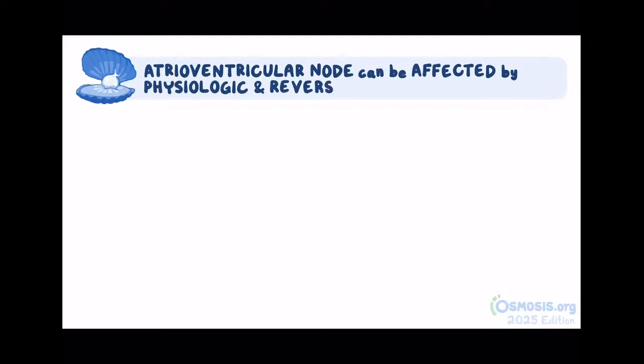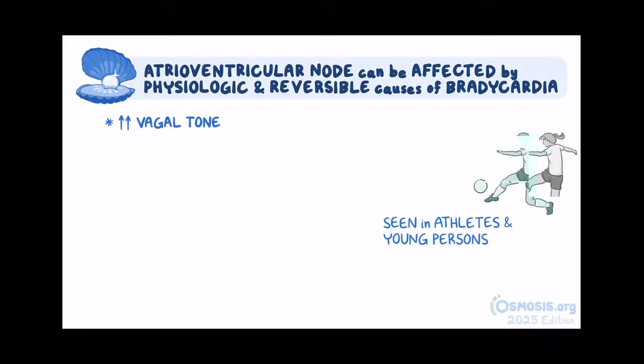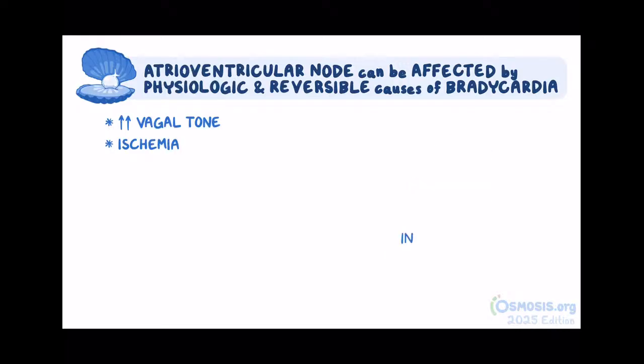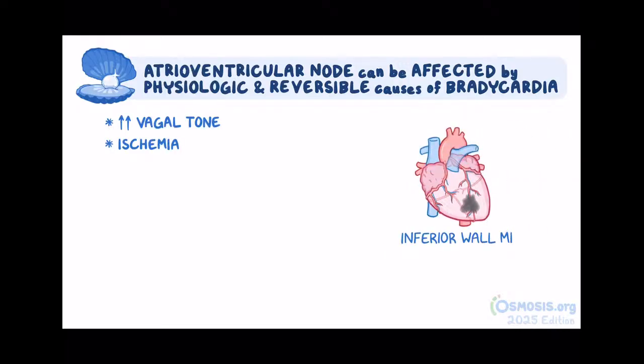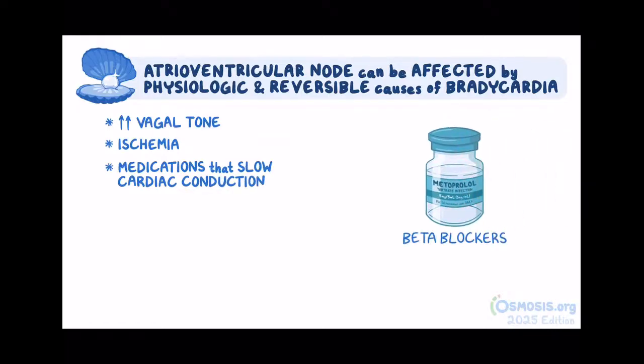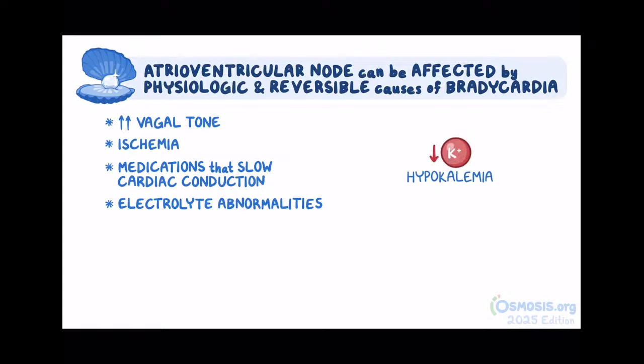And here's another clinical pearl to keep in mind. Much like the sinoatrial node, the atrioventricular node can be affected by physiologic and reversible causes of bradycardia. These also include increased vagal tone, as seen in athletes and young persons at rest, ischemia, like an inferior wall MI, as well as the use of medications that slow cardiac conduction, like beta blockers. Additionally, electrolyte abnormalities like hypokalemia and hyperkalemia can also affect the atrioventricular node.